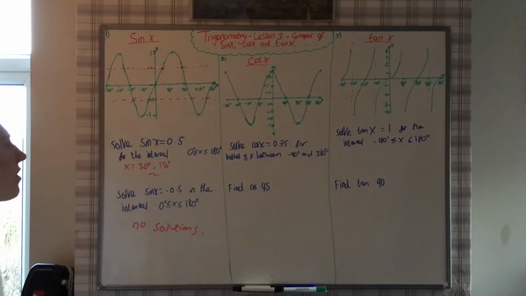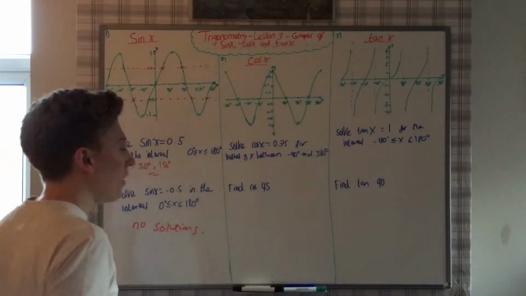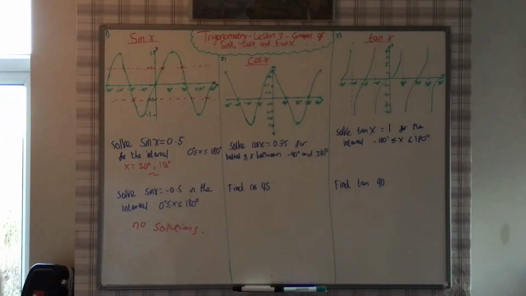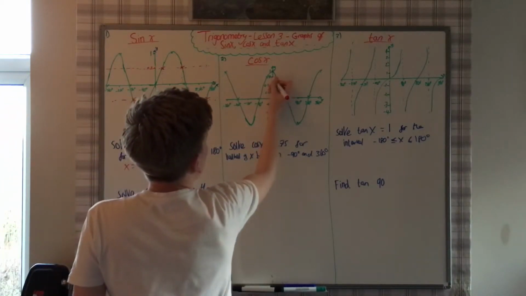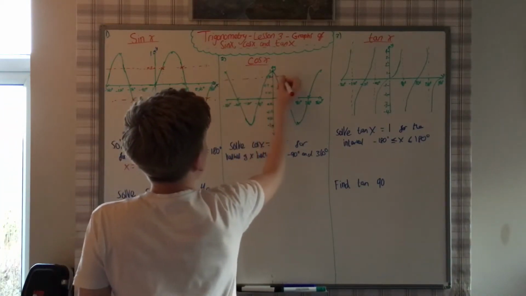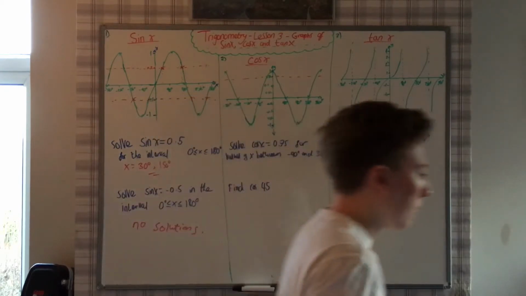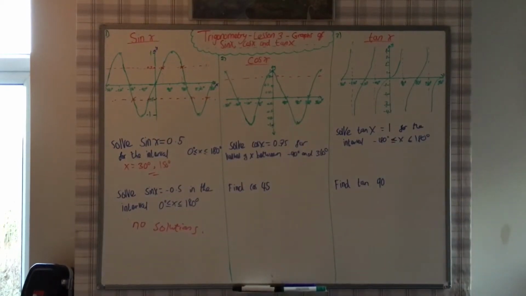Solve cos x is 0.75 for values of x between minus 90 degrees and 360 degrees. Okay, so what we'd do is we'd go up to 0.75 and once again draw a horizontal line between the two. Now, having done that, we can work out the values.